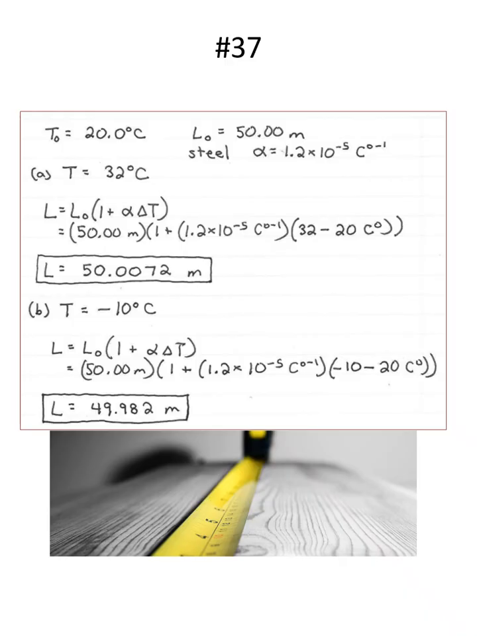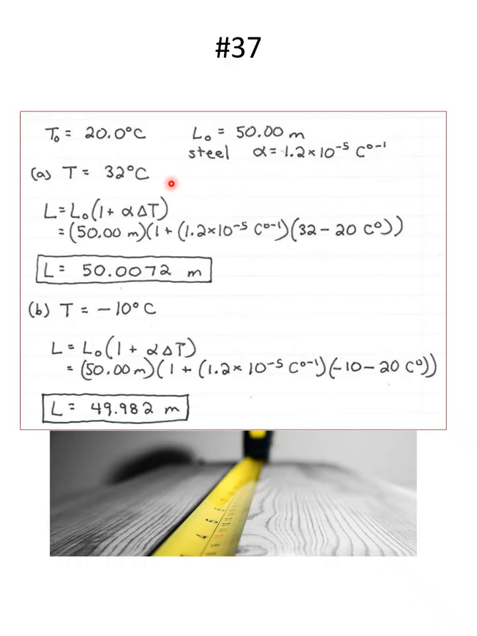Number 37, a 50.00 meter long steel measuring tape is calibrated for use at 20.0 degrees Celsius. How long is this tape under the following conditions? A, a hot day with temperature 32 degrees Celsius, and B, a cold day with temperature negative 10 degrees Celsius. I've written out the given information.